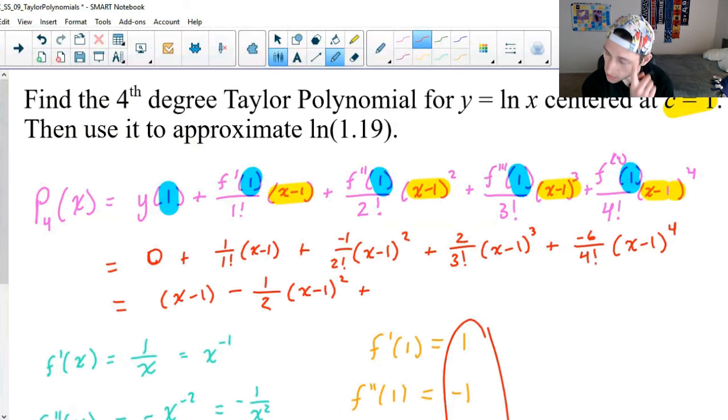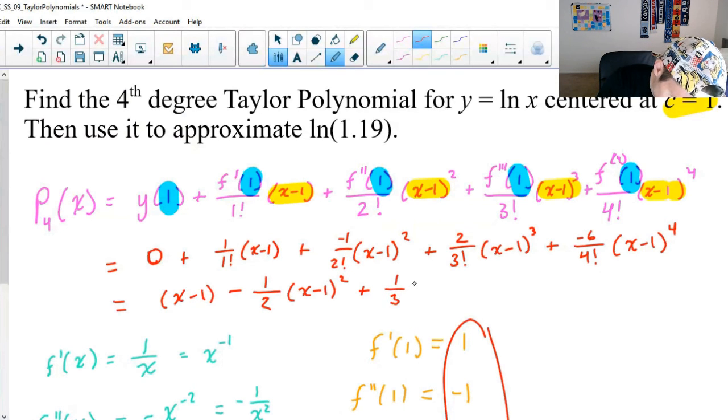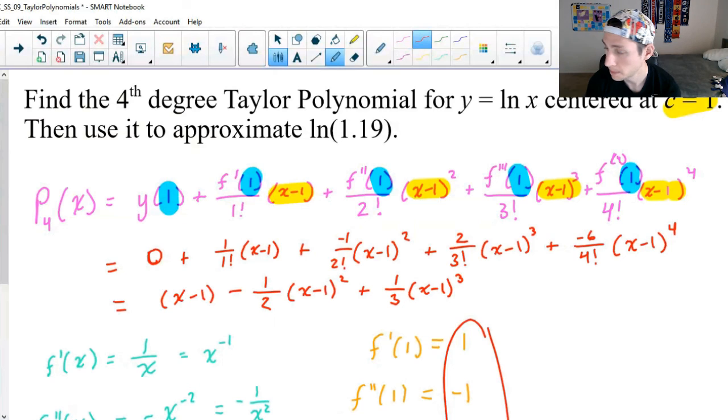Plus 2 divided by 3 factorial. So remember, 3 factorial is 1 times 2 times 3. So that means there's a 2 in the numerator and a 2 in the denominator. So those will cancel. So plus 1/3 x minus 1 cubed.